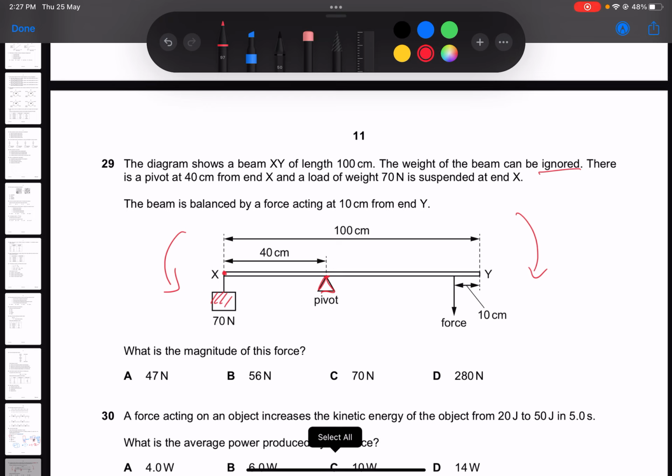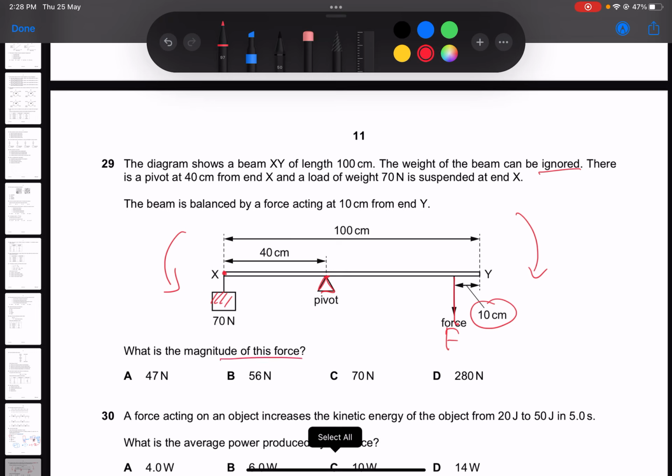The beam is balanced by a force acting at 10 centimeters from end Y. So there's a force here. Maybe someone is hanging, or a force pushing or pulling, doesn't matter. There's a force and it's 10 centimeters away from the end. But this is not the lever arm, this is not the pivot distance, so we should be careful. What is the magnitude of the force? What is the force, basically?